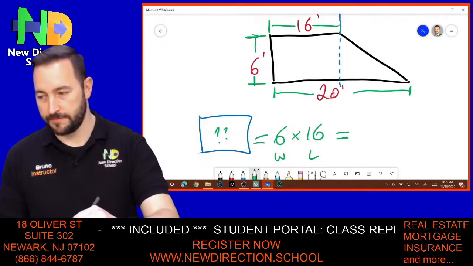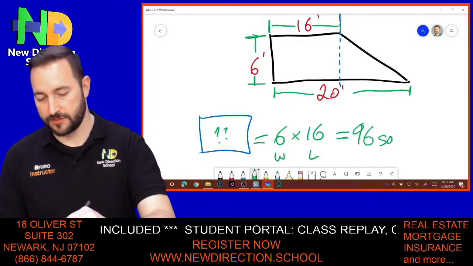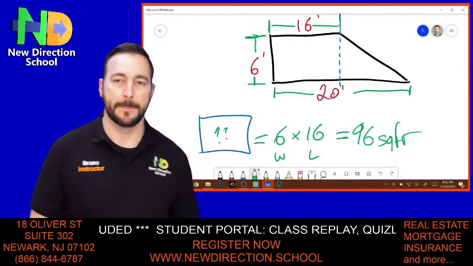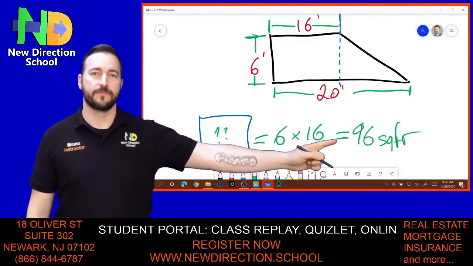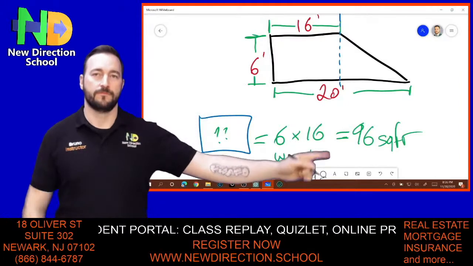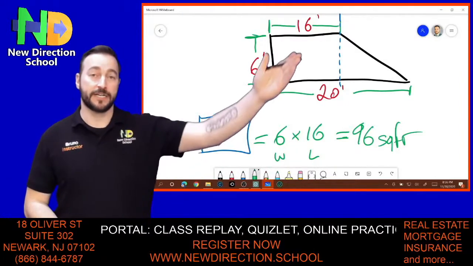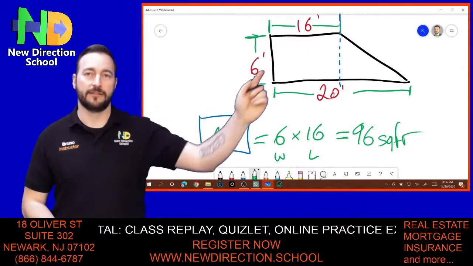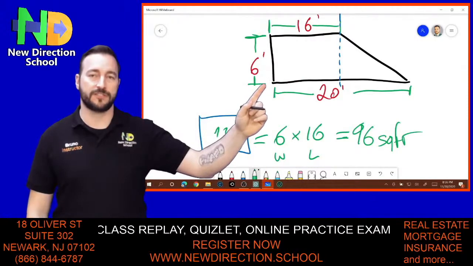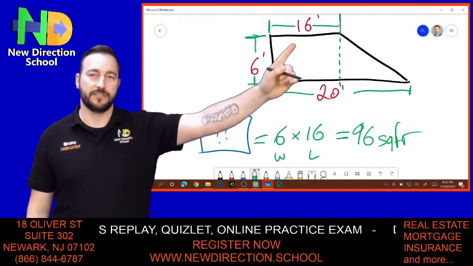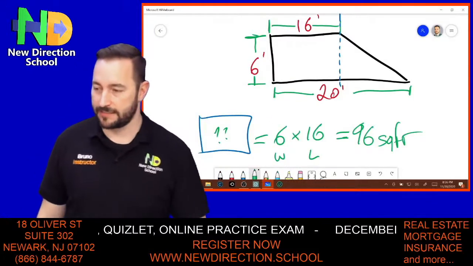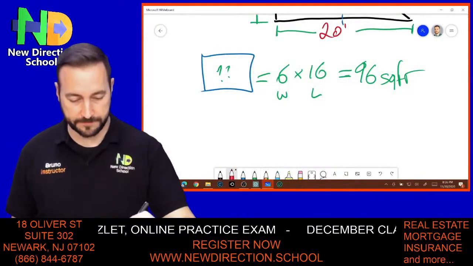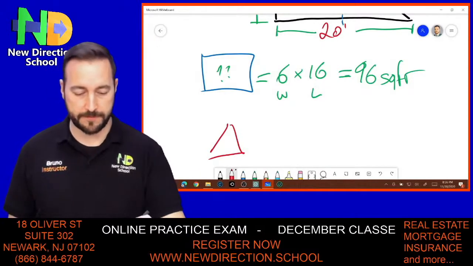So this equals 96 square feet. Great. That part was easy, right? Everybody got to this? Yes or no? Okay, great. That's because we cut into two parts, and the first part of the rectangle was 6 times 16, because whatever's on top is the same as what's at the bottom. The next step is figuring out the triangle. Okay?